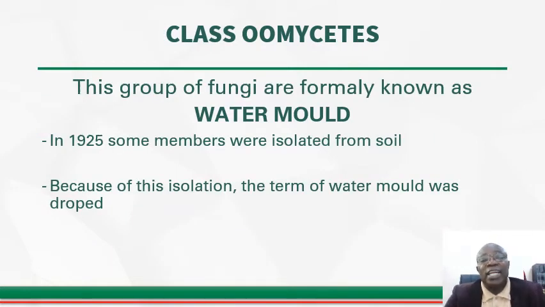Then we look at the class Oomycetes, this group of fungi we formerly knew as water mold. But in 1925, some members were isolated from soil, so they are no longer completely living in water. So we can find some of them on land. Because of this isolation, the term water mold has been dropped, so we do not refer to them as water mold anymore.